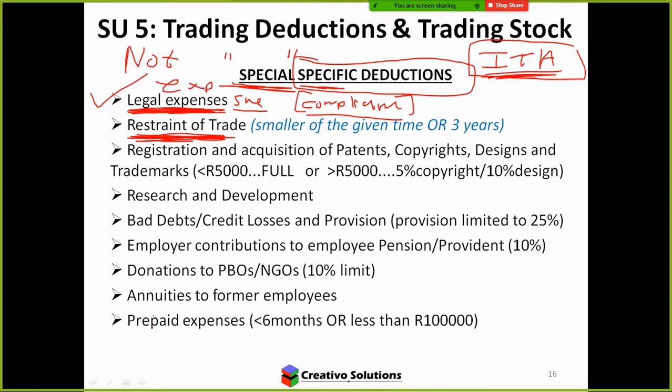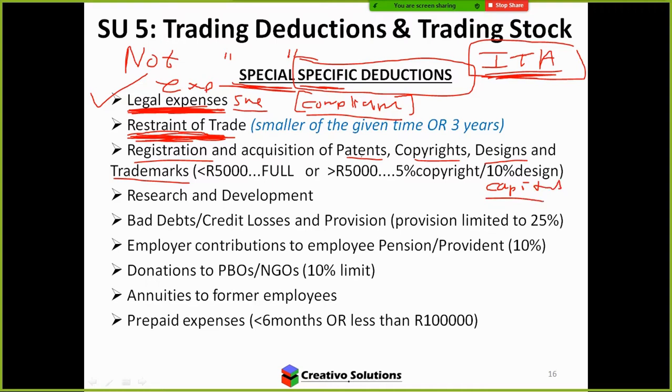All of these things on this list are expenses, things that you're paying. Businesses have to pay legal expenses. Businesses have to pay restraints of trade. Businesses have to pay for patents, copyrights, designs, trademarks. Copyrights, designs, and trademarks are capital in nature.